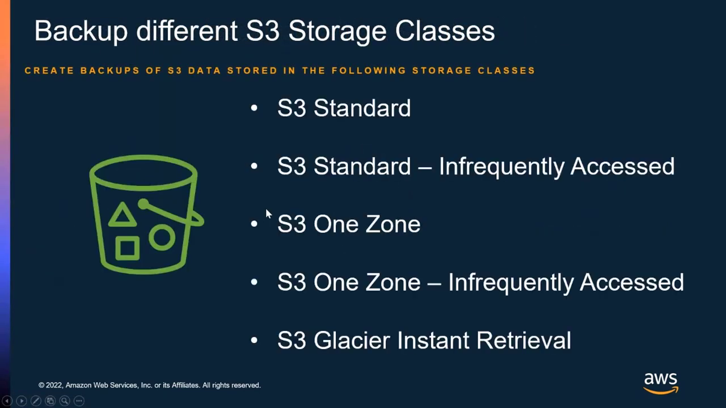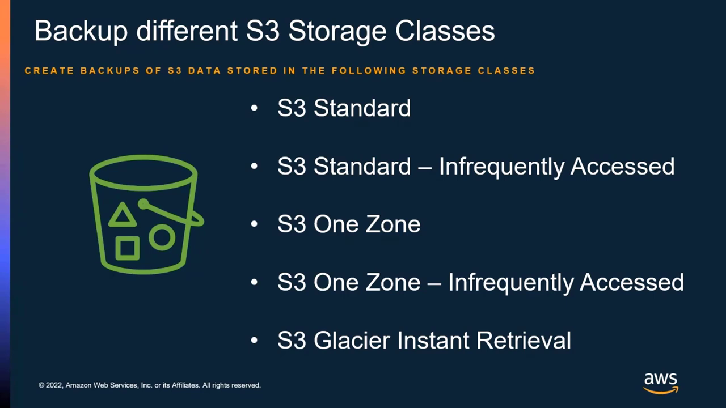So our customers store their S3 data in different storage classes. And these are the storage classes from which you can create your backup. If you are using S3 Standard, which is used for generally available frequently accessed data, you can create a backup using AWS Backup. If your S3 data is stored in S3 Standard infrequently accessed, S3 One Zone, S3 One Zone infrequently accessed, even then you can create a backup of your S3 data.